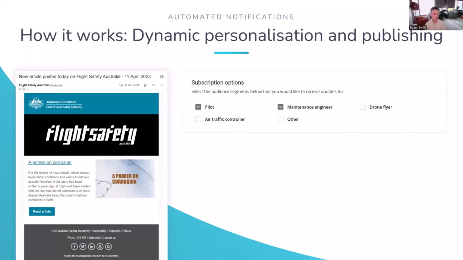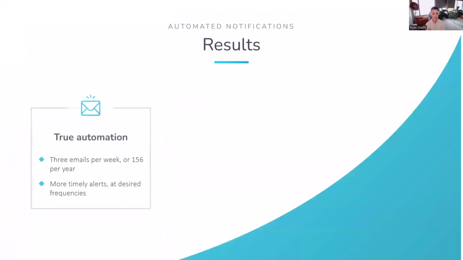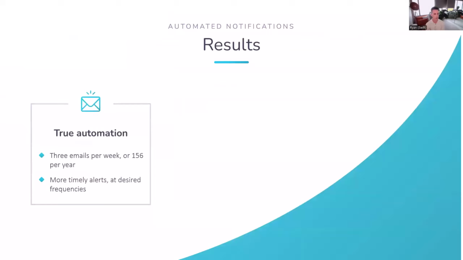So this is an example where they publish content to their website, we pick up the content, we know based on that content who it's supposed to go to, based on the subscription data that we've captured, and then we'll automatically publish it to the correct subscription groups. So this has worked really well for CASA. It has saved them a lot of time. You can see from the results here.